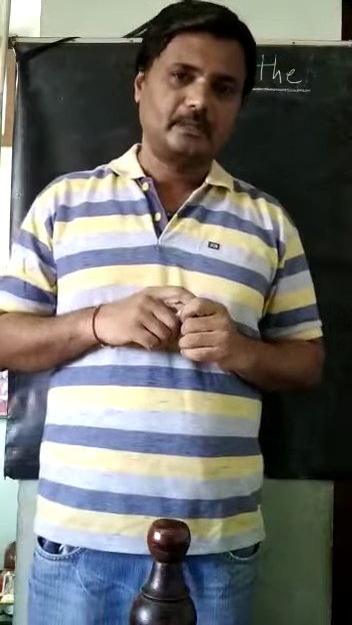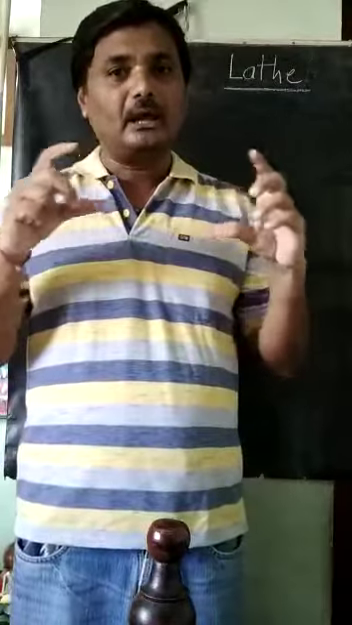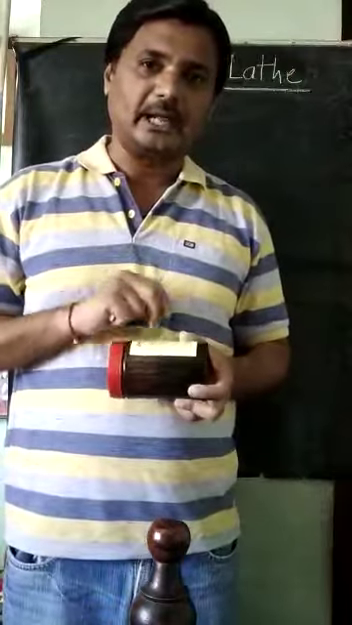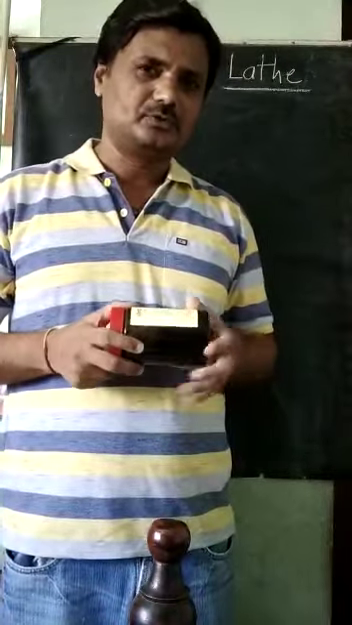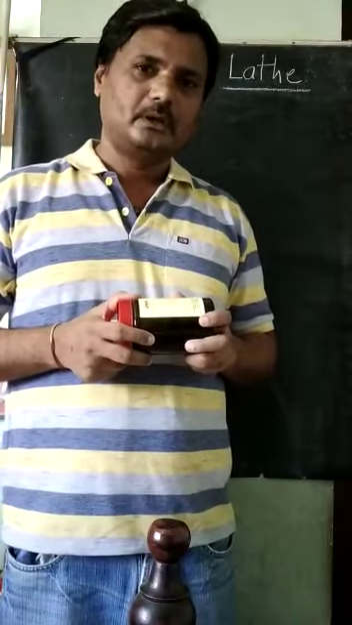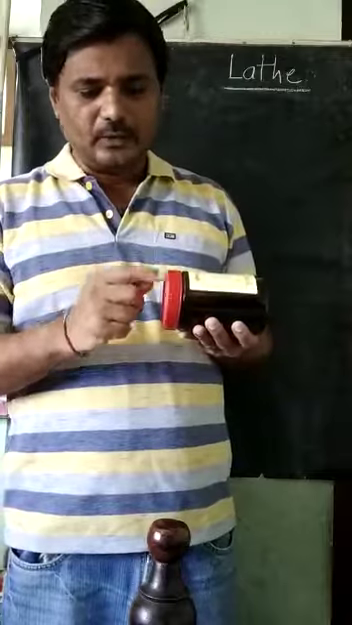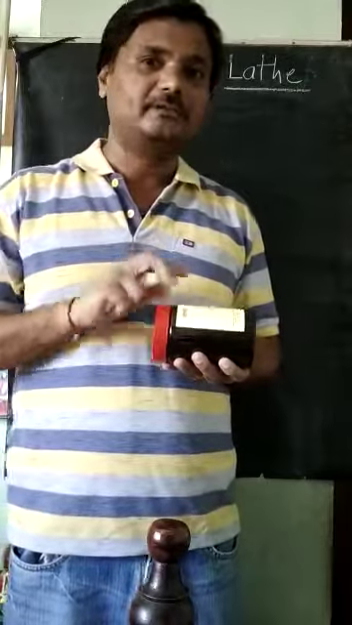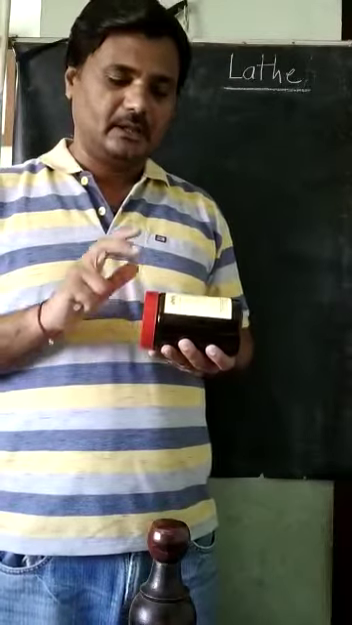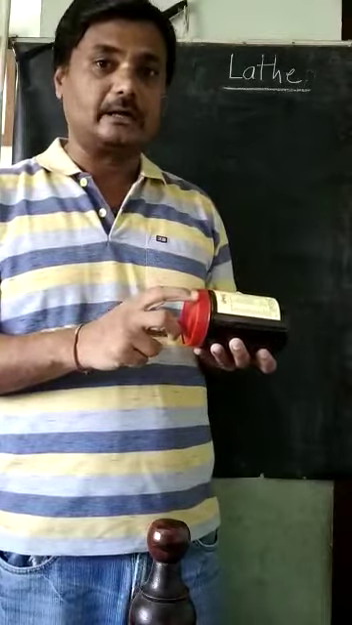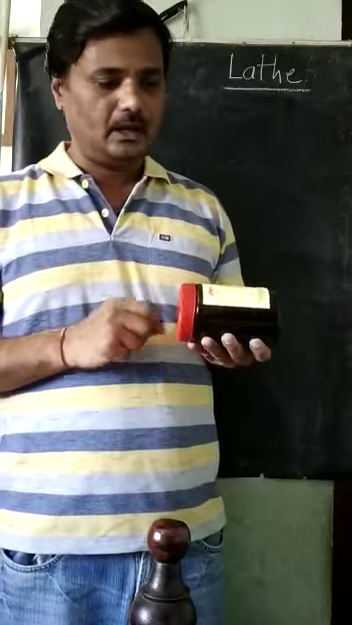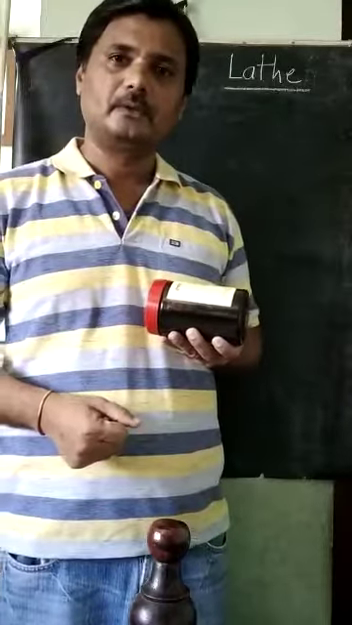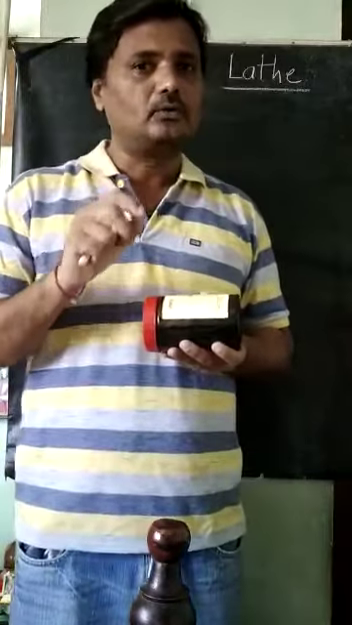For example, if there is a metallic rod, just assume that this is a metallic rod here, made of mild steel. If I want to reduce its diameter, and next, if I want to reduce its length here, then how do I reduce it? We have to remove the metal.